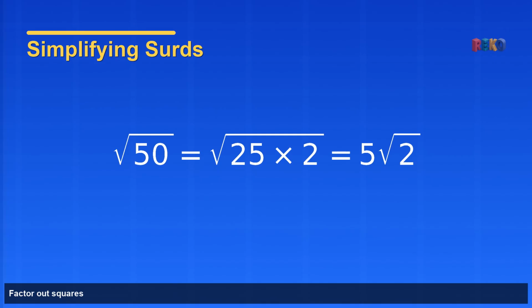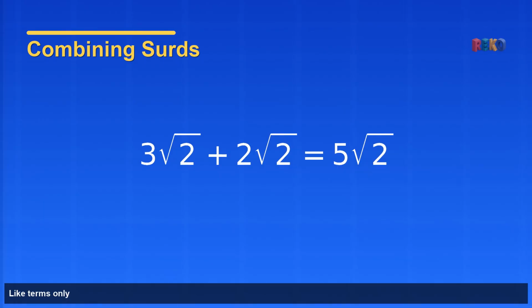In this example, root 50 is written as root 25 times 2. Since the square root of 25 is 5, we simplify it to 5 root 2. This keeps the answer exact rather than using a rounded decimal. You can only combine like surds. 3 root 2 plus 2 root 2 equals 5 root 2.